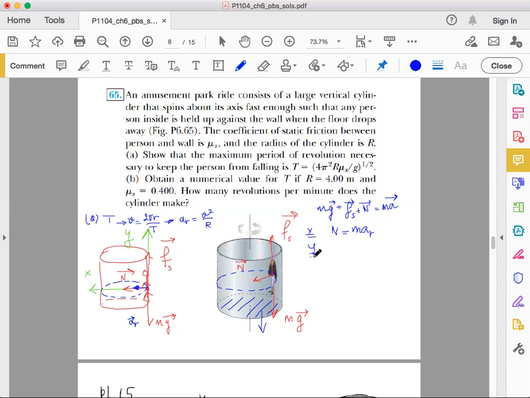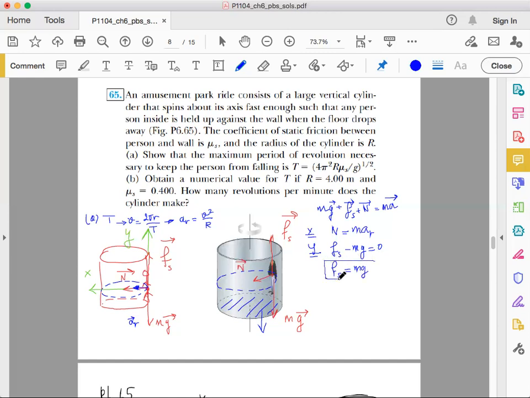And along the y-axis, we have Fs minus mg equal to 0. So don't forget that we want the person to be stuck to the wall. So we don't want the person to be moving, neither up nor down. So this is why we have a 0 on the right-hand side of the equation. And that's it. So we end up with Fs equals m times g, right?